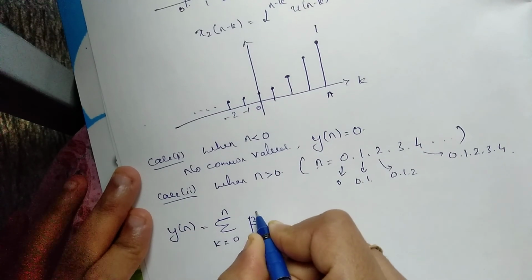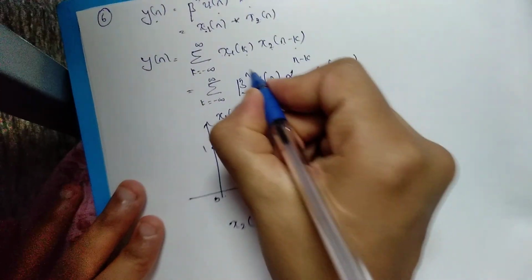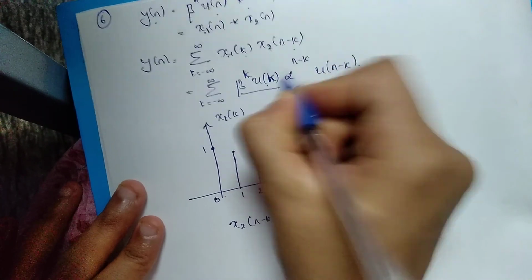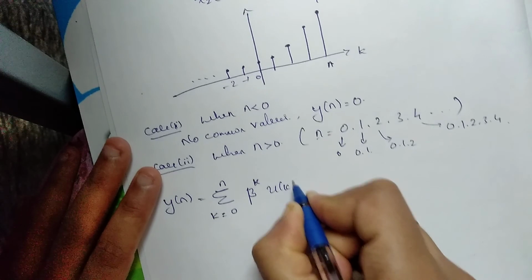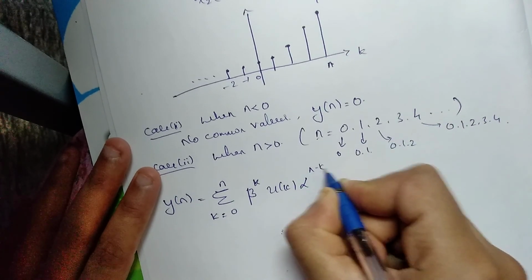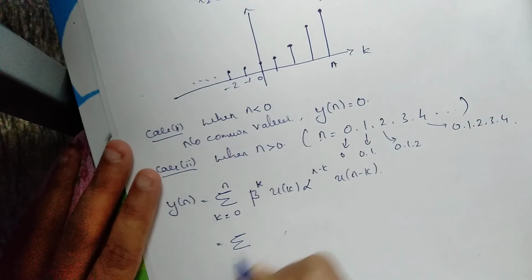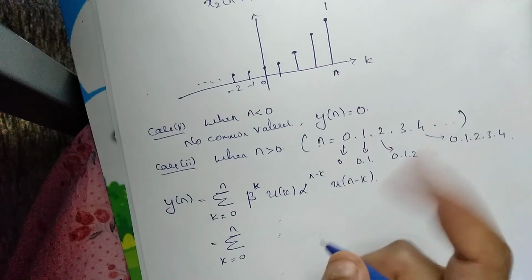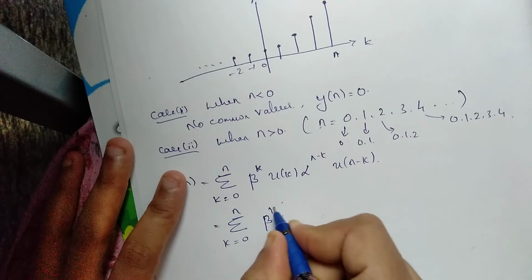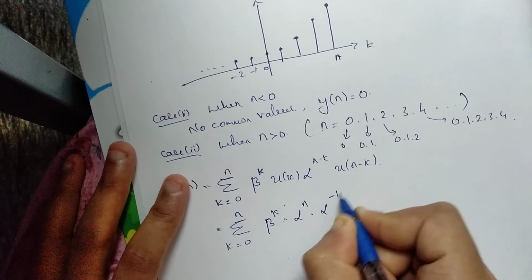Beta to the power of k into u of k, we are writing x of k, right? Beta to the power of k into u of k, alpha to the power of n minus k into u of n minus k. K is equal to 0 to n. This will be value 1. So beta to the power of k, alpha to the power of n, alpha to the power of minus k.